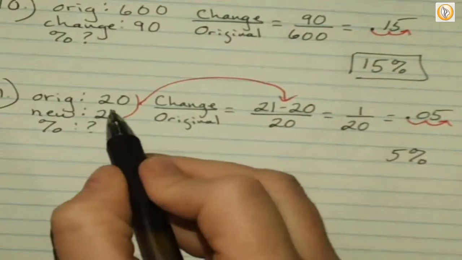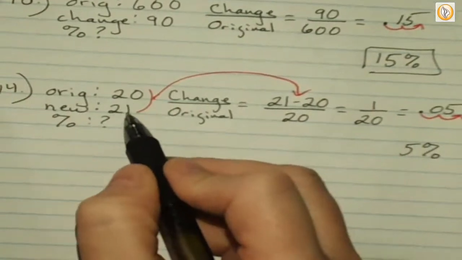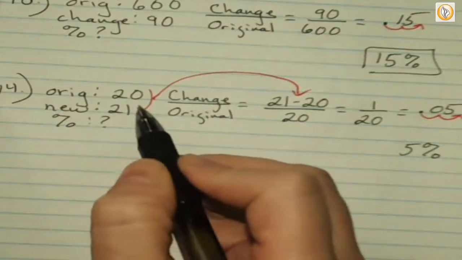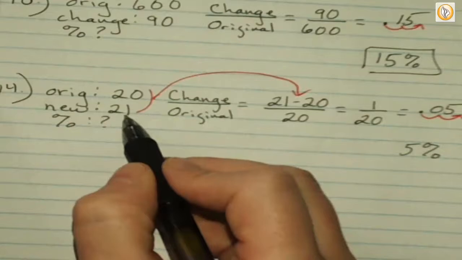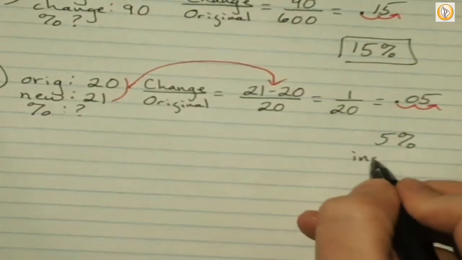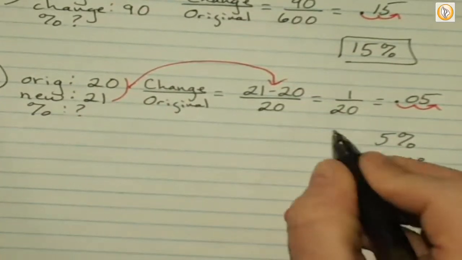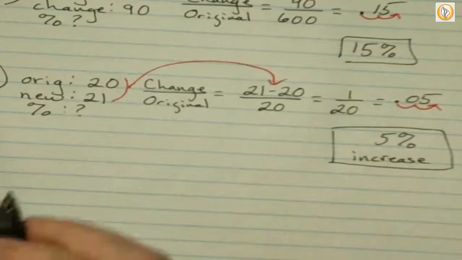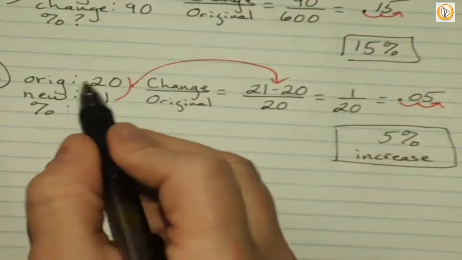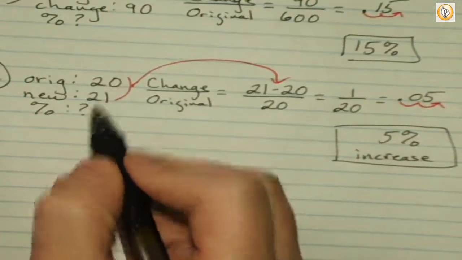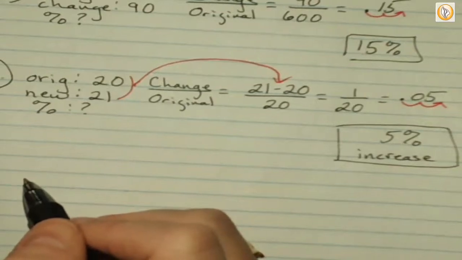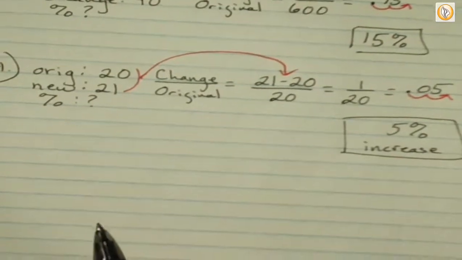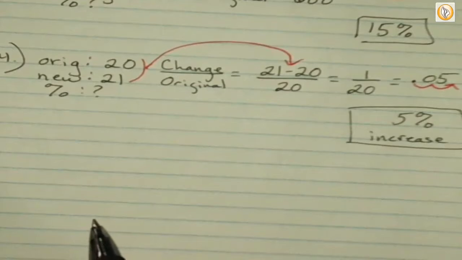Was that an increase from original to new, or a decrease? Increase. That's right. The original was 20. The new amount's 21, so it's an increase. They want you to put that as well. The original amount is 20. The new amount is 21. So it increased, went up. So there's a 5% increase. Any questions? Do you understand?